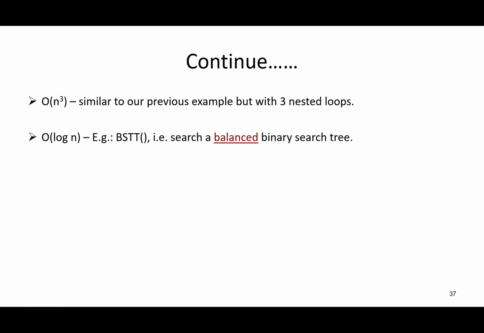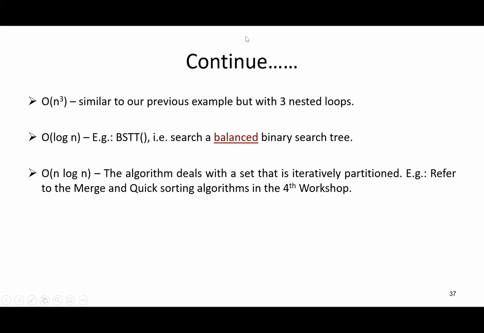And for n power 3, n power 3 means you have 3 nested loops. Usually it means you have 3 nested loops, you will come up with n power 3 at the end. Right. If you have n power 4, you will have 4 nested loops usually.